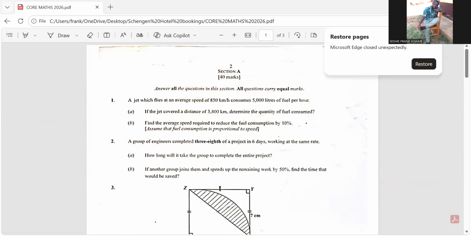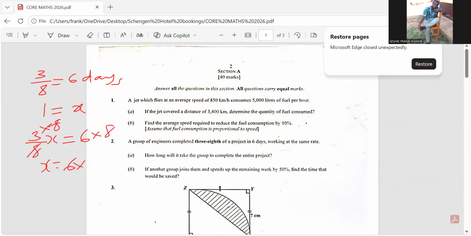Now, question two. A group of engineers completed 3/8 of the work in 6 days. So 3/8 is equivalent to 6 days. The complete work is 1. You don't know, so you can say 3 out of 8 times x is equal to 6 times 8. So x is 6 times 8 out of 3. And that's 2 times 8. And that's 16 days.